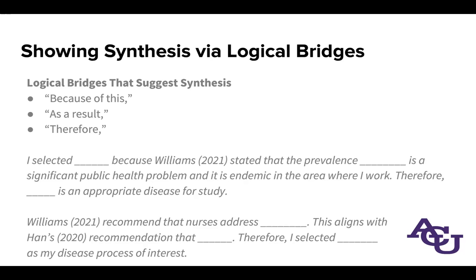And now look at the second example. Williams 2021 recommended that nurses address [insert disease here]. This aligns with Han's 2020 recommendation that some action. Therefore, I selected this as my disease process of interest. So this is a separate argument. So the first one is saying, oh, someone said that this is a big problem and it's in my area, so that's why it's appropriate.